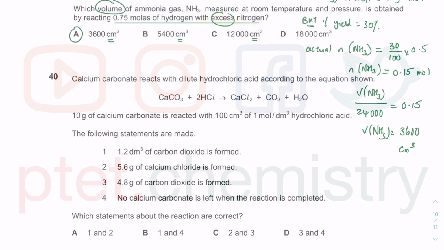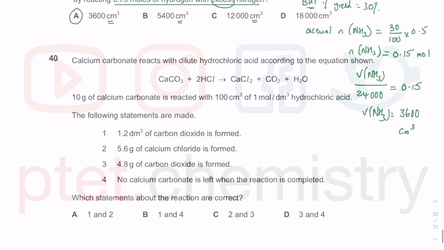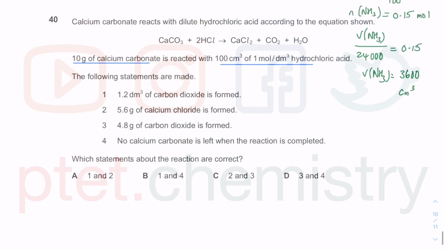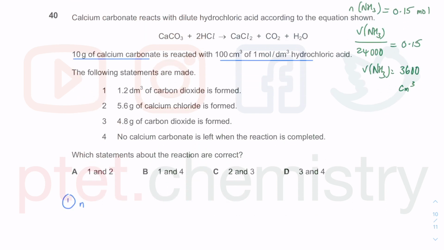Finally, onto the last question. Question 40, calcium carbonate plus hydrochloric acid. Make sure you know how to get the formula based on the ions, and you get the salt, carbon dioxide, water, balanced equation as usual. So here, you are given information for both reactants. When you are given information for both reactants, the first thing you do is check which one is completely used up and which one is in excess.